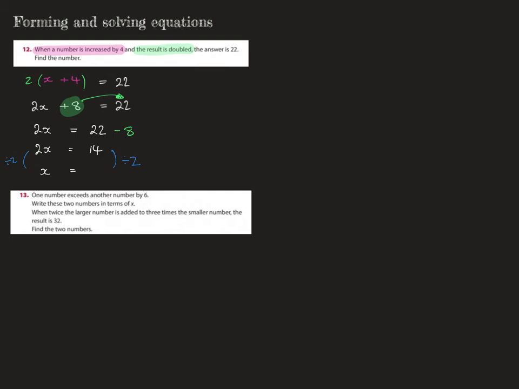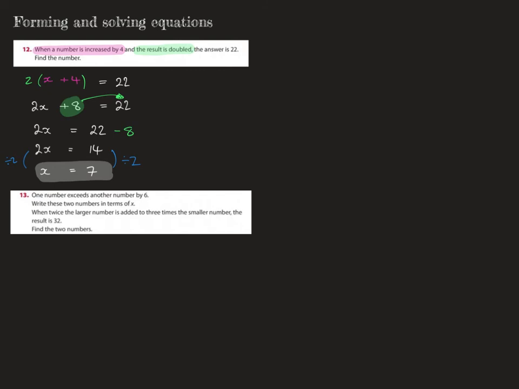Divide by 2. And if I divide by 2, I will get an answer of 7. So my answer there is 7. Okay. So that's the first question done. So we'll move down there and we'll have a look at the next one.